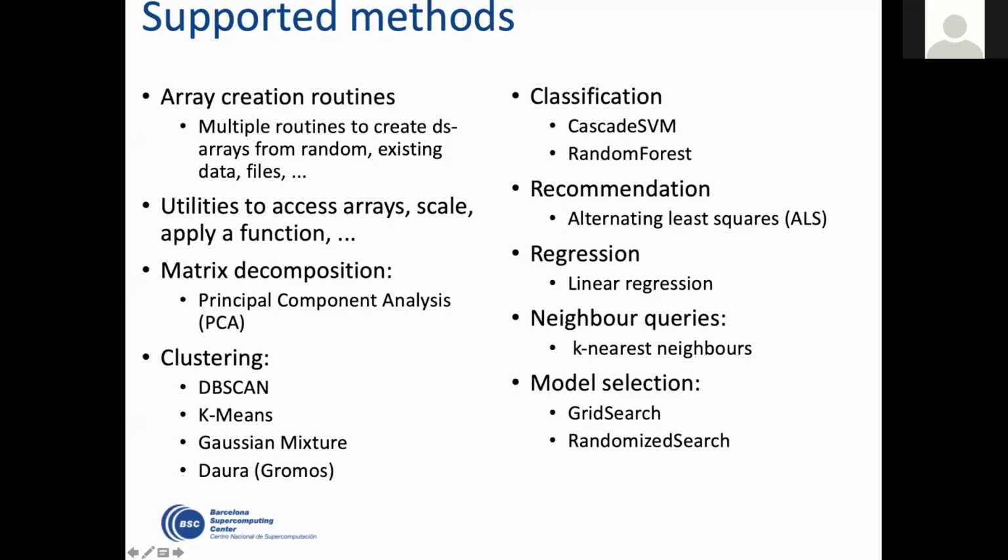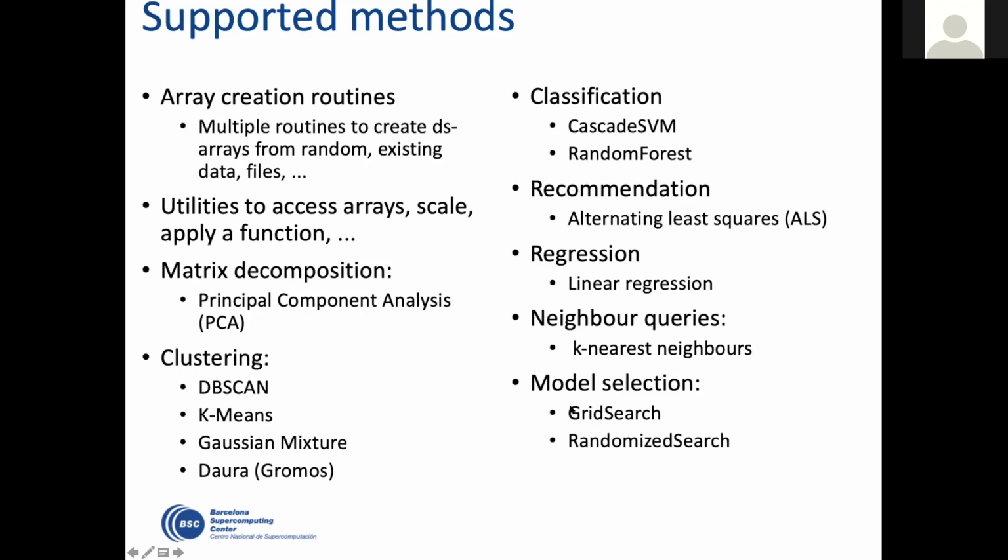That is the recommendation algorithm that was initially proposed by Netflix. We have also the linear regression. For regression, and for network queries, we have the k-nearest neighbors. And for model selection, we will see an example of this. Model selection is, as I told you before, that for example for k-means, you need to pass the number of clusters that you want for the clustering. And for other methods like Cascade Svm or dbScan, you need to pass some parameters.